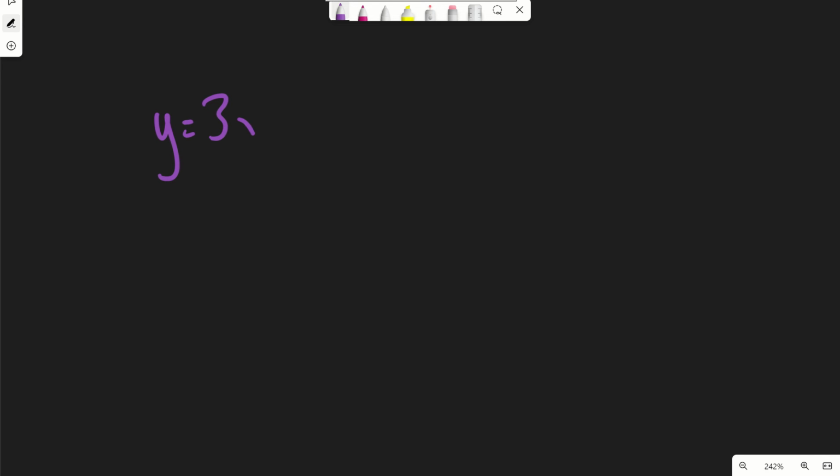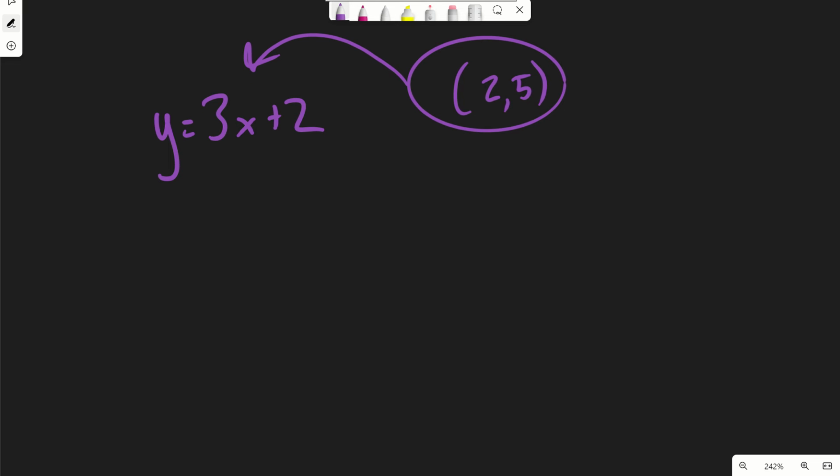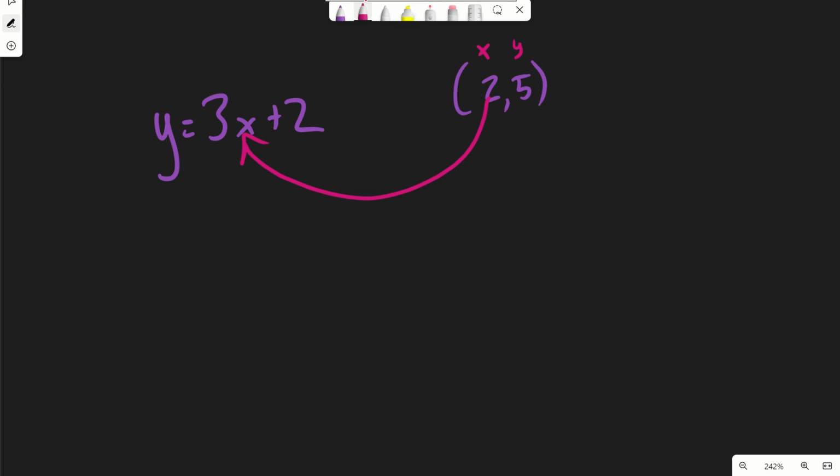Let's say I have the equation y equals 3x plus 2, and I say, is the point 2, 5 a solution? Is this point a solution for this equation? And the way I can figure that out is I can take what I know, that my first value is my x, my second value is my y, and I can plug that into where I see an x and a y.